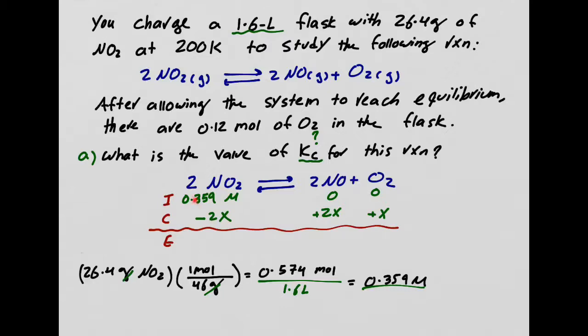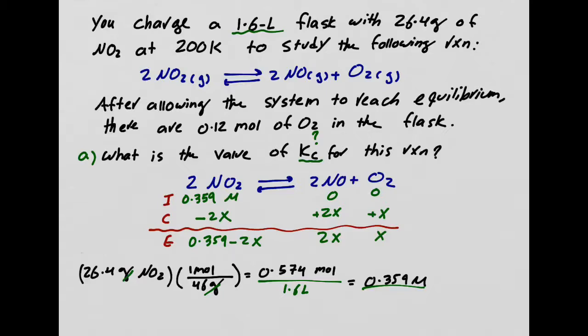Because I only have reactant, the only option is moving this way. Now again, the stoichiometric mole ratio matters. You know that. So the change would be -2x plus 2x, I mean -2x for NO2 and plus x for O2. So at equilibrium, I would have 0.359 minus 2x, and I would have x. You guys following me so far?